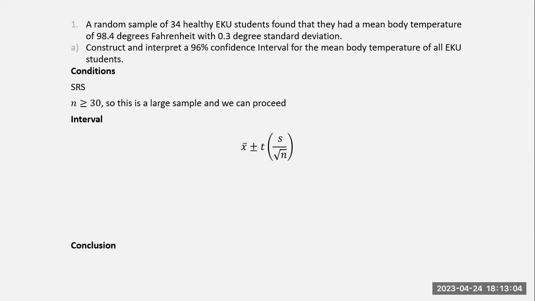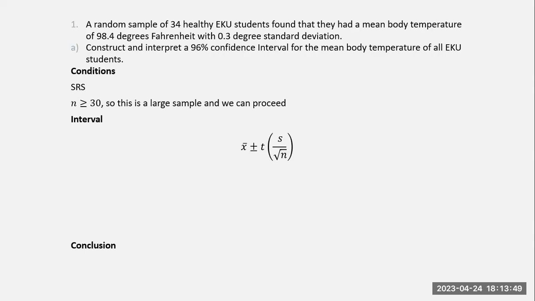So, can anybody tell me what I'm going to plug in for X bar? Not quite. Yes, 98.4. That is the sample mean. Good, 98.4. Now, the number you mentioned, Michaela, is also going to be very useful. So X bar is going to be 98.4 plus or minus. Let's pretend we don't have to worry about T for a second. And then S, what's S? 0.3. Very good. Yes. Standard deviation. And then lowercase n is always what? Sample size. That's right. So we put a 34 there.